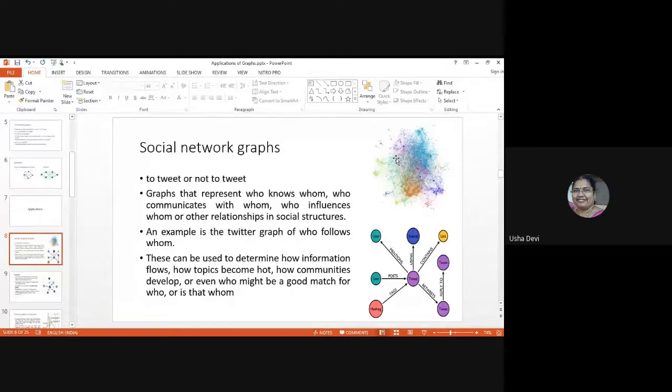Those users are called vertices here. According to our graph mechanism, those users are vertices, and the information flows from one to another through some connection. That connectivity we can call edges. You may decide whether there is any communication or not, because we are not going to communicate at all times. There should be some time interval; sometimes we may tweet, and sometimes we may not tweet.